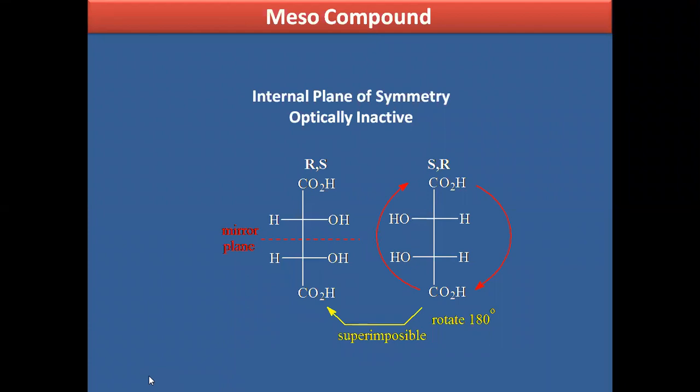In yesterday's class, we discussed up to this part. In meso compounds, within the molecule, there is a mirror plane that bisects it. Both sides are exactly similar to the opposite side. Those compounds are called meso compounds.